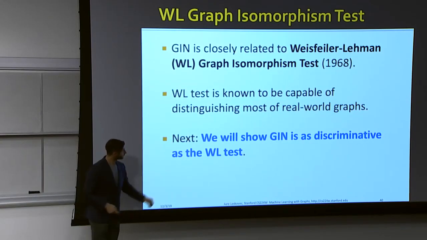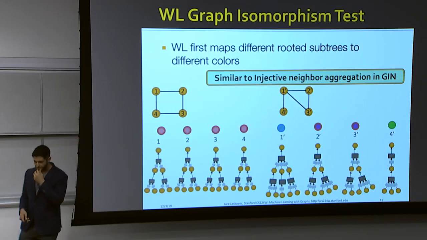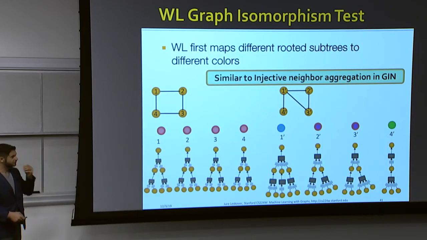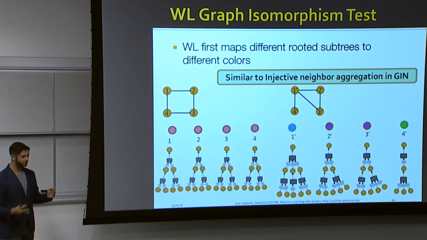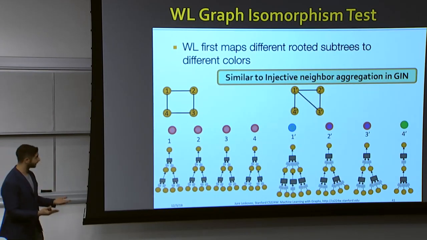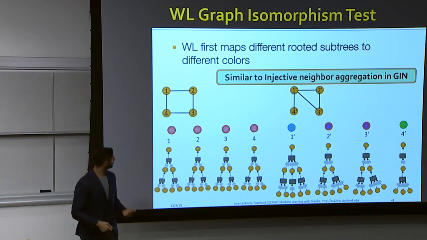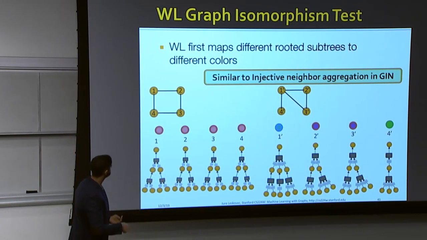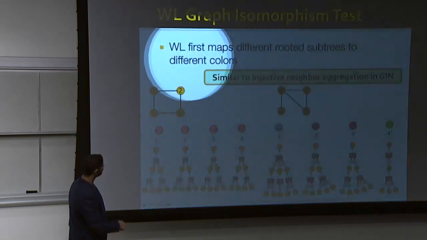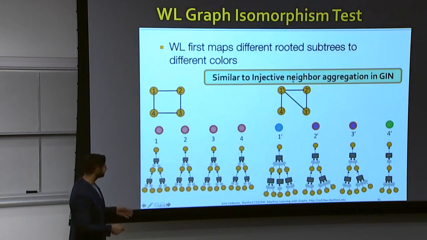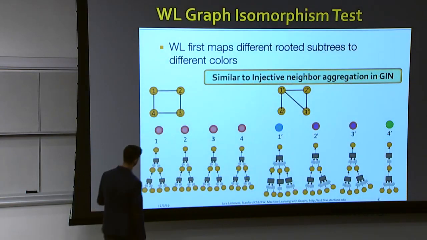And how do we do that? Basically, we try to show that the WL test and GIN work with exactly the same kind of functionality. They've been built with the same kind of design. So what does the WL test do? First of all, it maps different rooted subtrees to different colors. This is the same thing that we've seen with the injective neighbor aggregation in GIN.